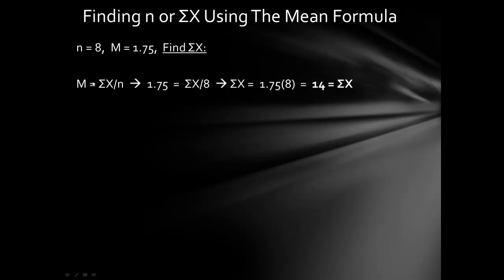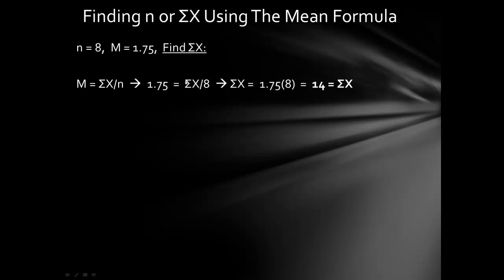Well, we aren't happy with that. Right now, this is telling us what the mean equals. And we already know what the mean equals, and we also know what the sample size equals. We are trying to figure out this. So you just replace all these variables with the actual numbers that we have. So 1.75 is the mean. We don't know what the sum of x is, so we just leave it as a variable, divided by 8, which is our sample size.